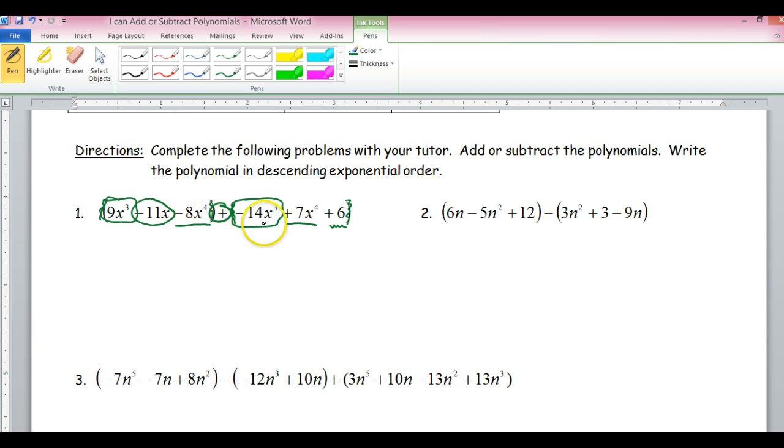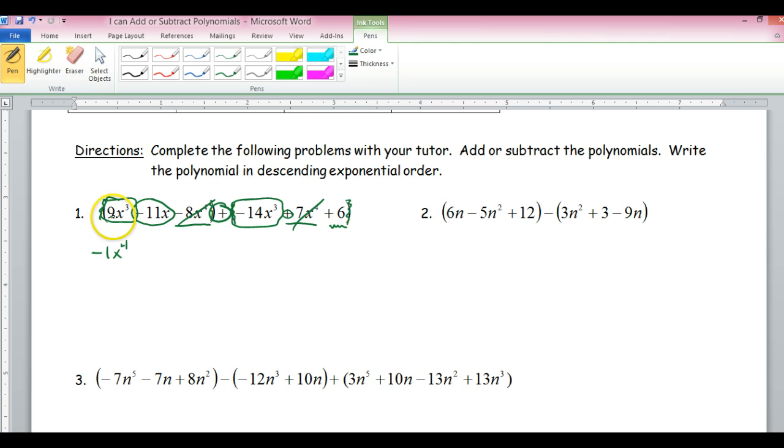Negative 8x to the fourth plus, I look at the sign in front, plus 7x to the fourth. Negative 8 plus 7 is negative 1. And all I do is carry the variable expression over. I like to cross them out to let myself know I've used them. And I go to the second highest exponent.